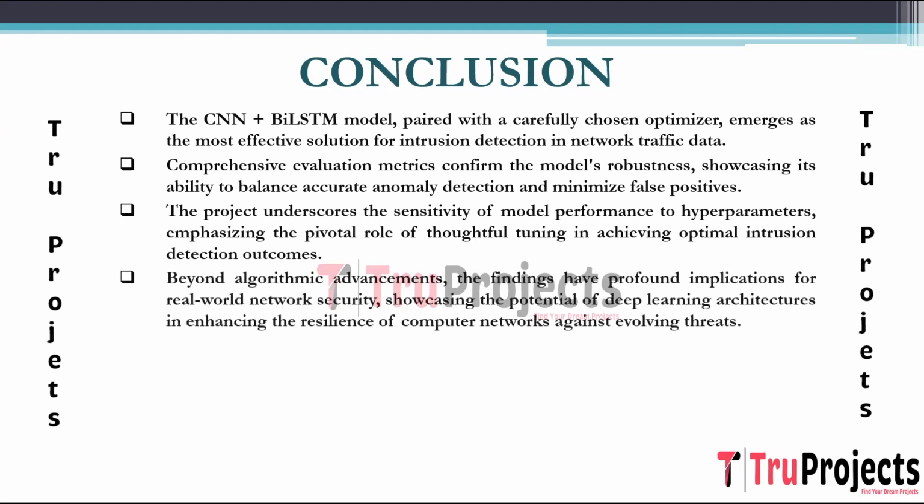The project's findings carry profound implications for real world network security. The successful application of deep learning architectures in anomaly detection demonstrates the potential to enhance the resilience of computer networks against evolving threats. The conceptual understanding of hyperparameter tuning and model architecture contributes to a more holistic approach to intrusion detection system design. This work opens avenues for further research and implementation in the realm of cybersecurity, emphasizing the practical significance of the project's outcomes.